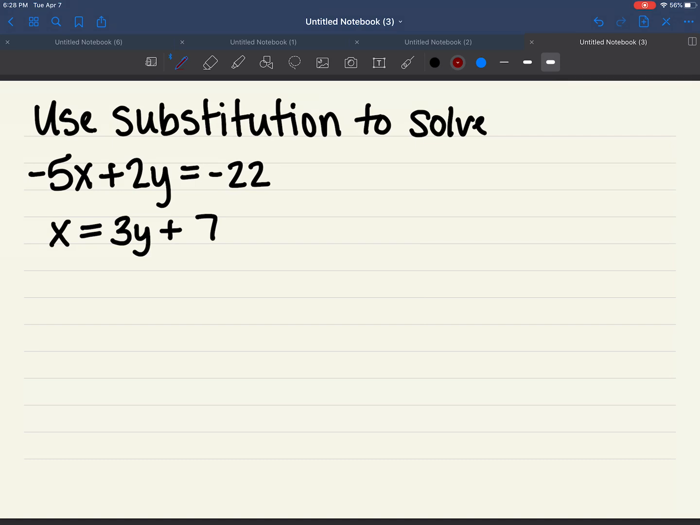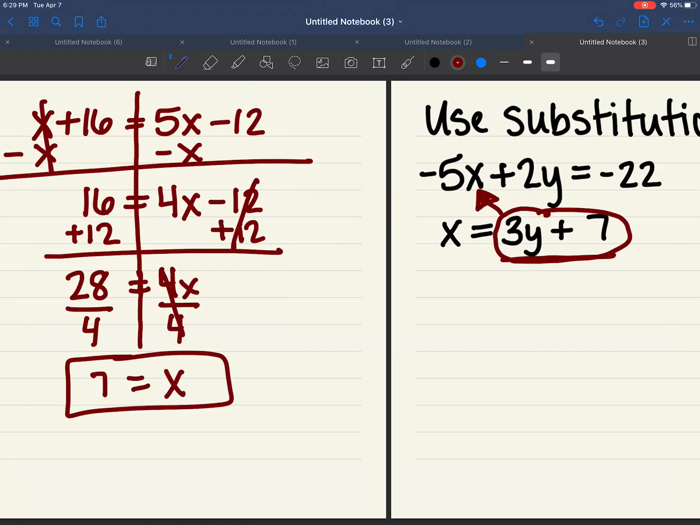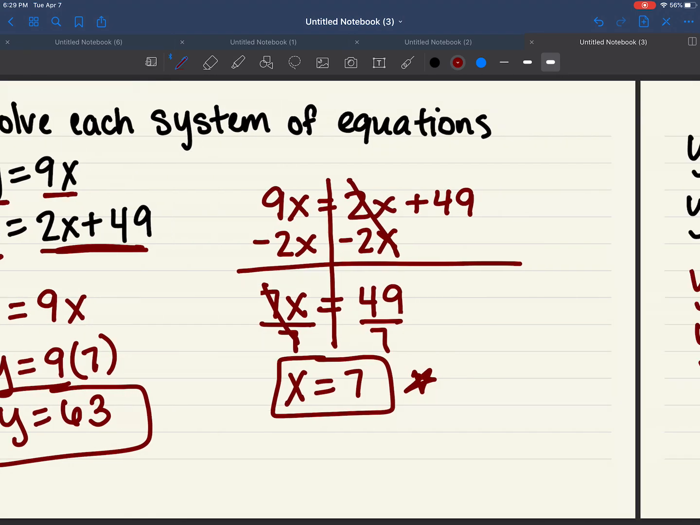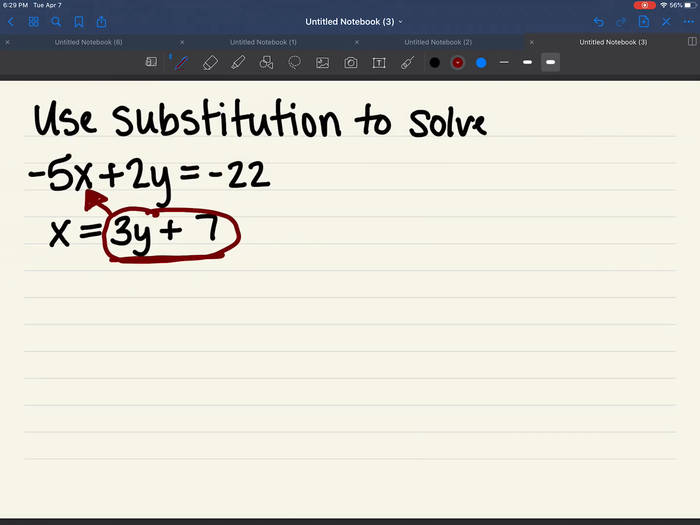The next thing it's going to ask you to do is to use substitution to solve the system of equations. So in a sense, it's a similar idea. Notice the bottom equation is equal to x. So if x is equal to 3y plus 7, that means you can take this 3y plus 7 and replace x with that in the other equation. It's similar to what we did at that first problem over here, when y was equal to 15 and we replaced y in the first equation. So it's going to be that same idea.